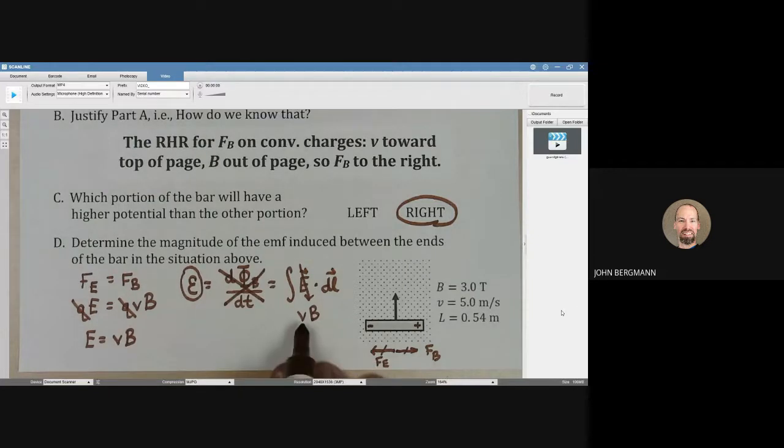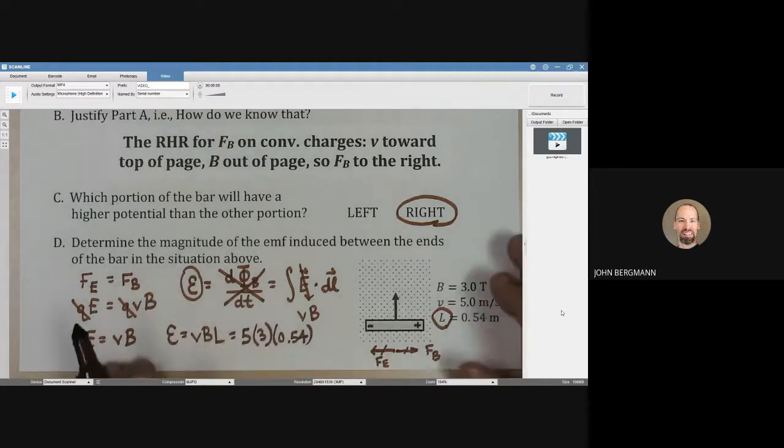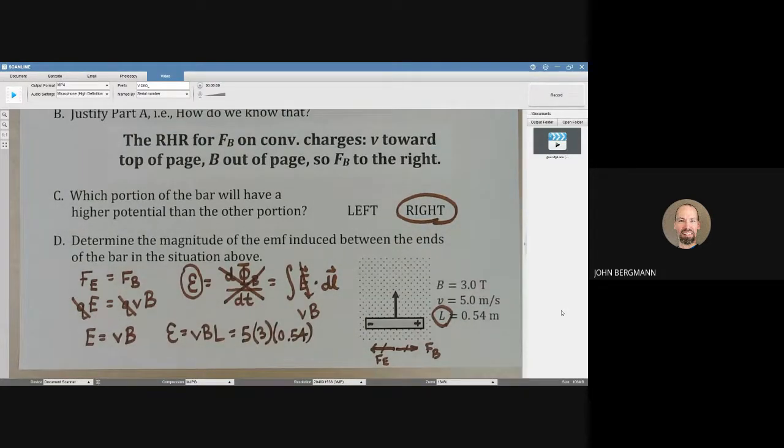V is a constant, B is a constant, which means then I would just have to integrate dl. When you integrate dl, look here in the lower right, isn't that just L? The strength of the EMF is going to be V times B times L. I'm looking at the units here, and that's the right unit for velocity, and that's the right unit for magnetic field, and that's the right unit for length. I'm going to be a little bit lazy and leave that off. And when you crunch that out, you're going to get 8.1 volts.